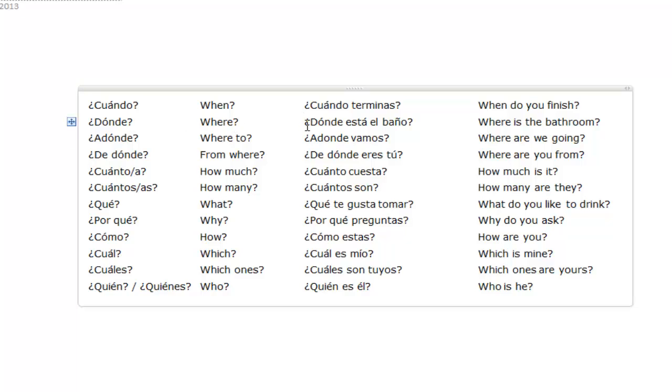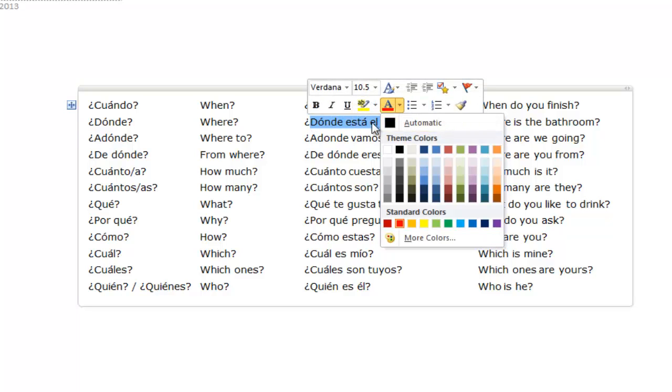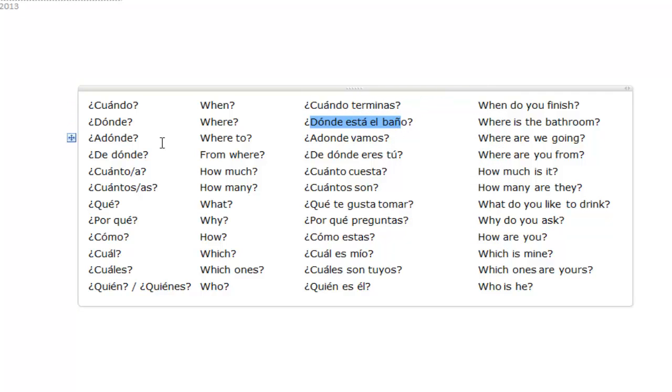Now, donde está el baño is a good thing. Where, donde está, and remember the está el baño, with the eñe, baño, and that's the bathroom. Donde está el baño. I recommend you learn this very quickly because it's very useful.